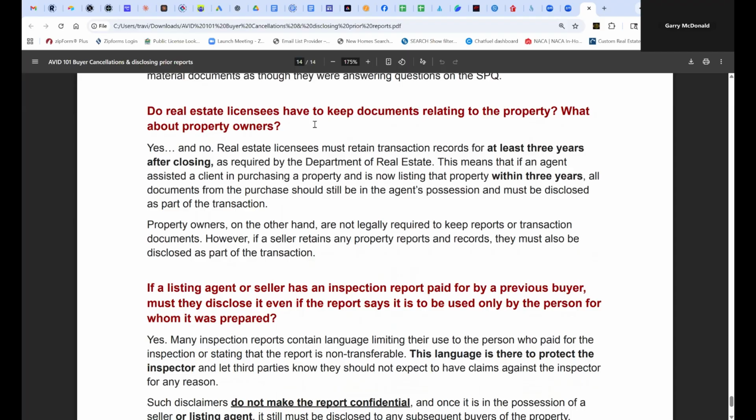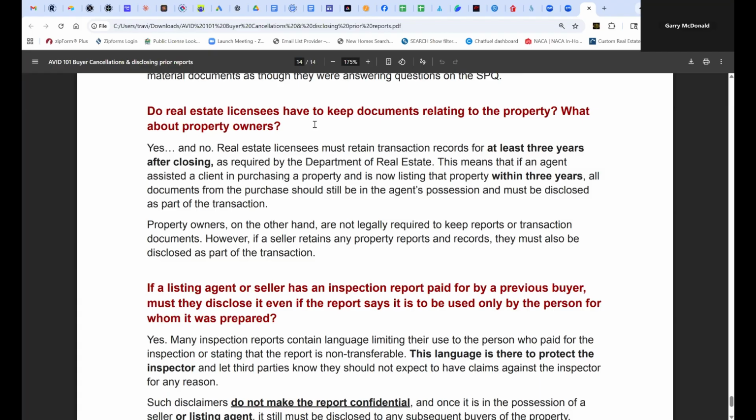Now, here's the fun part. So, do real estate licensees have to keep documents relating to the property? What about property owners? All right, so yes and no. Real estate licensees must retain transaction records for at least 3 years after closing, as required by the Department of Real Estate. This means that if an agent assisted a client in purchasing a property and is now listing that property within 3 years, all documents from the purchase should still be in the agent's possession and must be disclosed as part of the transaction.